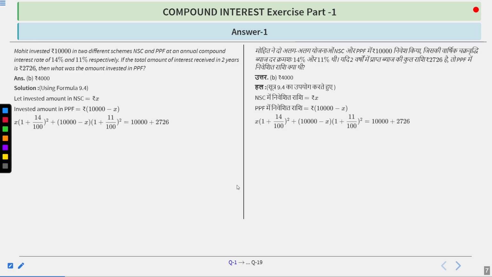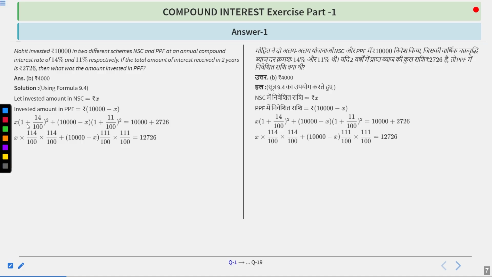Therefore, on amount X at the rate of 14% per annum for 2 years, the amount is going to be equal to X into (1 plus 14 upon 100) whole square. We have used formula 9.4. And on amount 10,000 minus X, the amount is going to be (10,000 minus X) into (1 plus 11 upon 100) whole square. That should be equal to 10,000 plus the total interest, 2,726. That means principal plus interest, that is the total amount, should be equal to 10,000 plus 2,726.